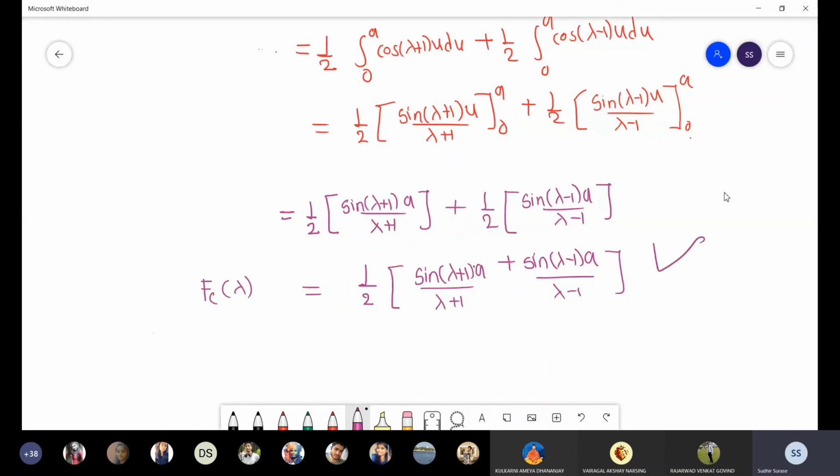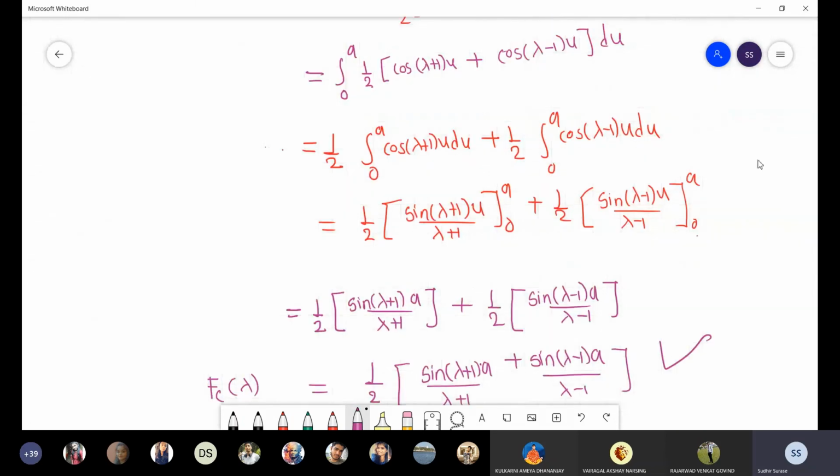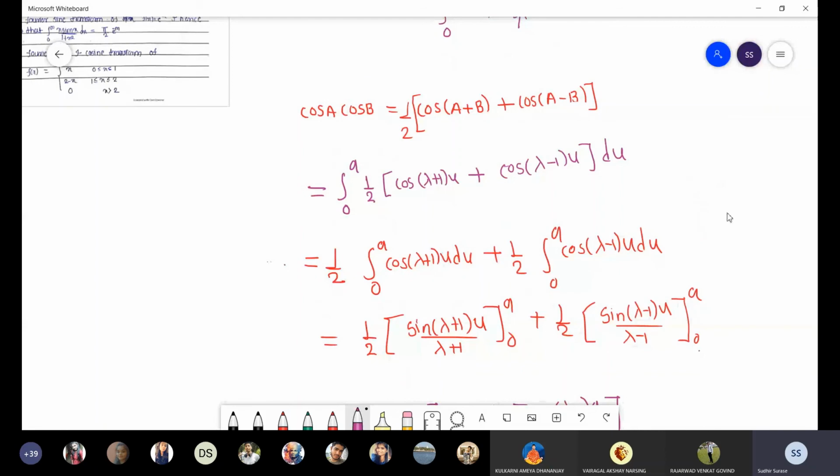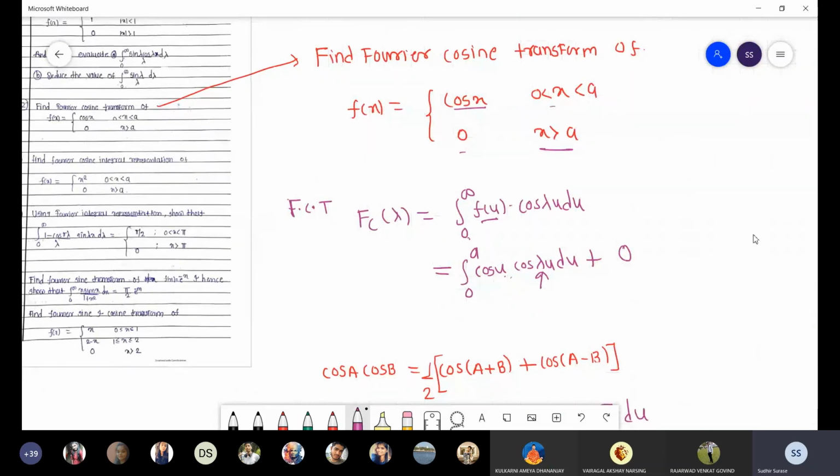That's the required answer. So in this example we just found the Fourier cosine transform, not the Fourier integral representation. So that was the second question, finding the Fourier cosine transform only. Okay, now next.